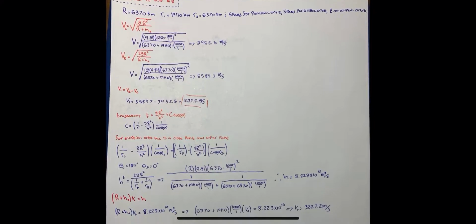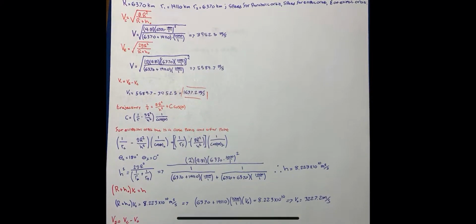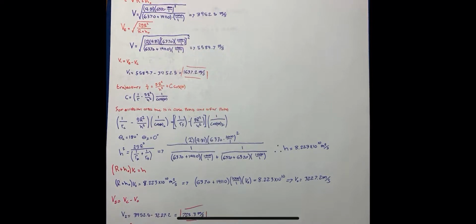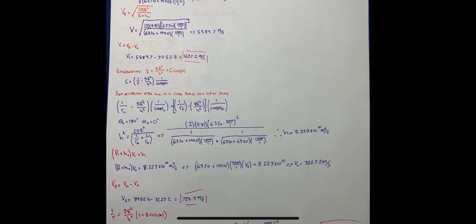89 meters per second. And since we're trying to find the increase in speed, we will subtract the elliptical orbit from the circular orbit to come up with 1,637 meters per second. That's how fast it would need to go.